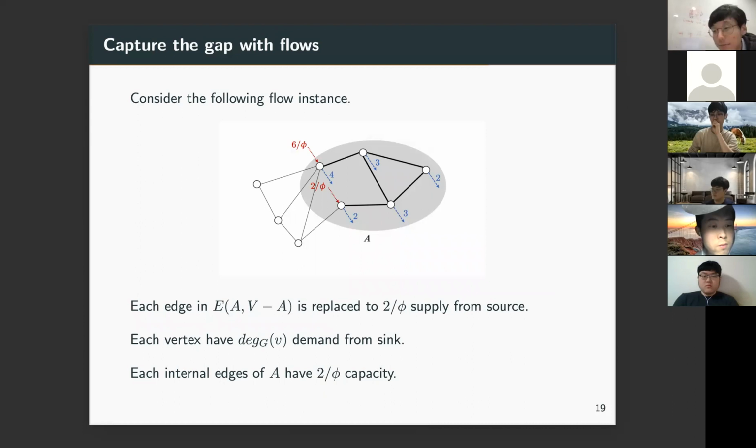So we captured the gap with a flow algorithm. Consider the following flow instance. Each edge going outside from A is replaced by a supply. Each vertex has demand to the sink, and each internal edge has some certain capacity.